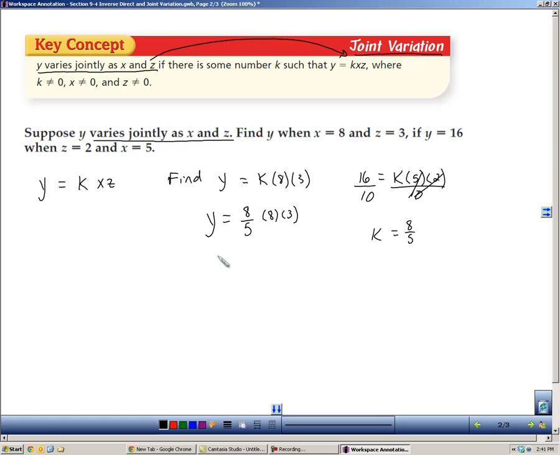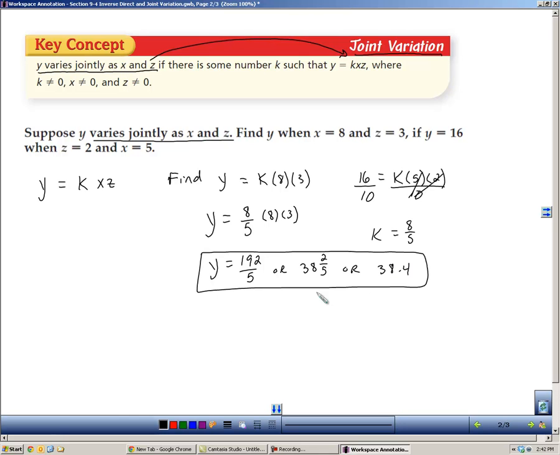So 8 times 8 times 3 is 192/5. I could reduce that and make it 38 2/5. That would be a fine answer. Or I could even plug it into a calculator and get 38.4. Either way, that's what my y equals for this joint variation.